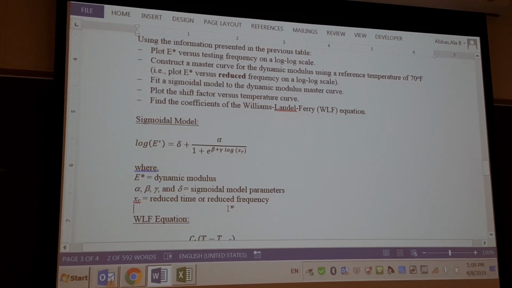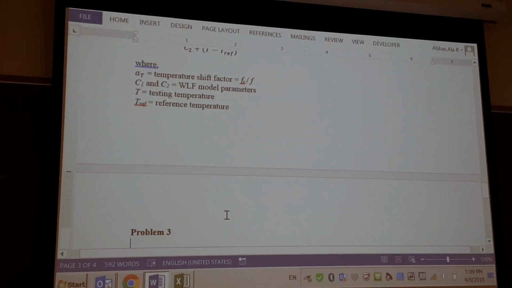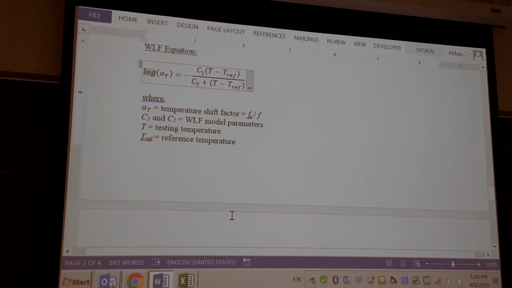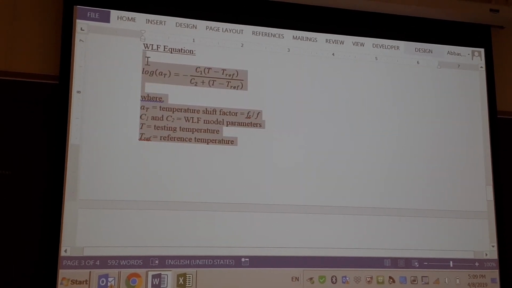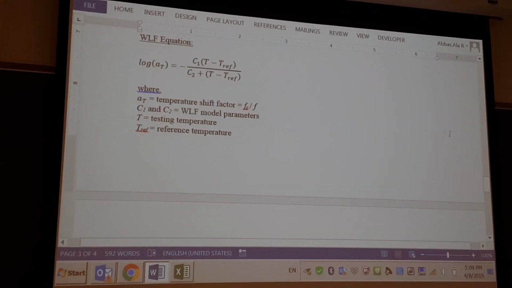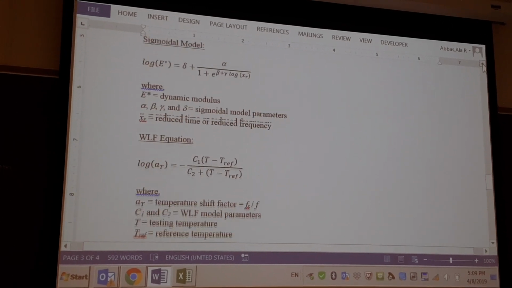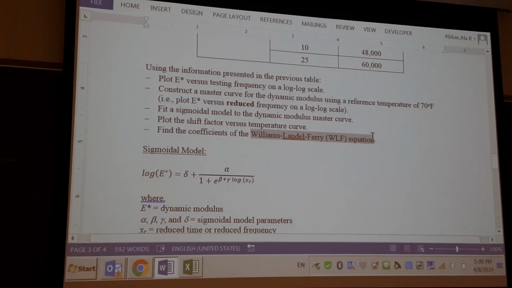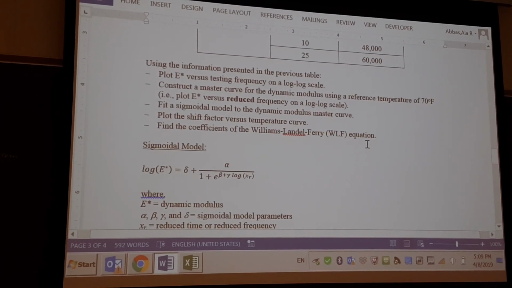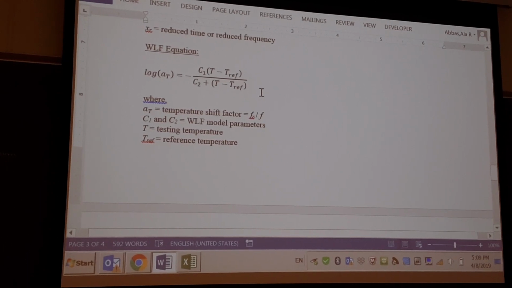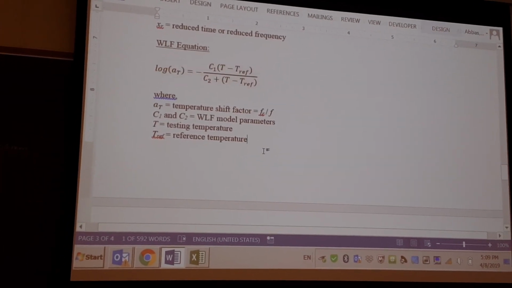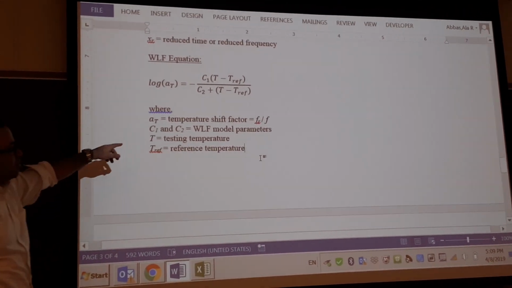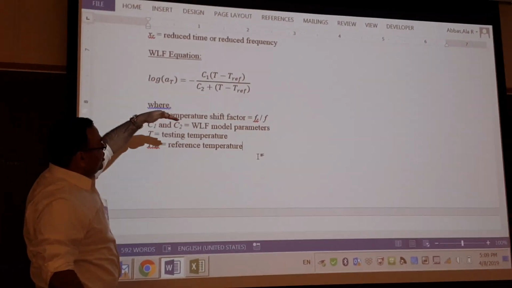You can follow the same procedure that we have just gone through. Okay, and this is the model. It's called the WLF equation. It stands for the names of the people who came up with it, Williams, Landel, Ferry. Okay, and this is the equation again to describe the relationship between the temperature and the shift factor.